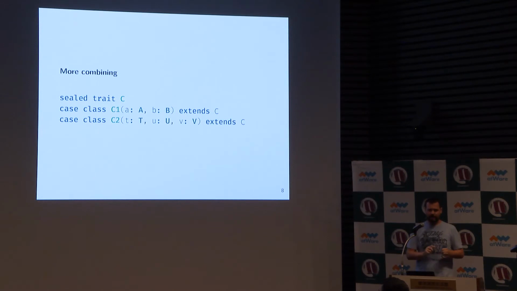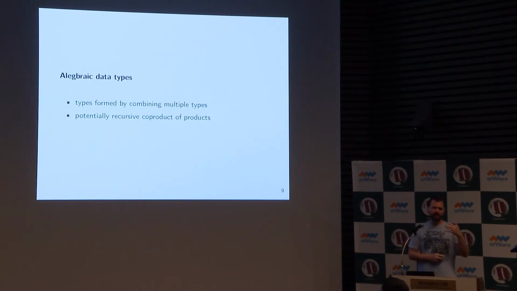I can also combine or mix the products and coproducts. So here I can see a coproduct of products. And I can mix them as much as I want. I can take a million of those, and I can combine them, and it will be a beautiful algebraic data type. So with that, I can add one more definition to algebraic data type: a recursive coproduct of products.